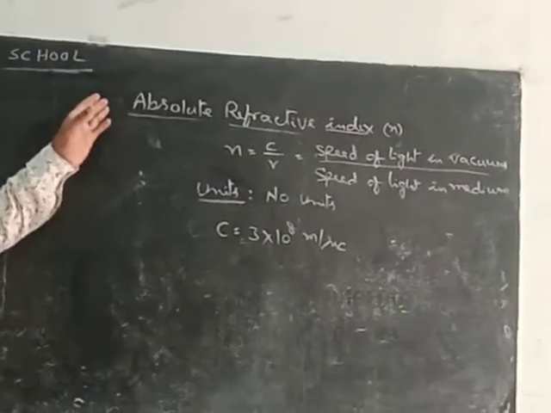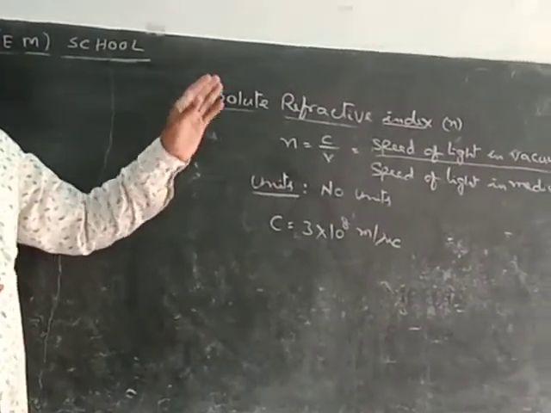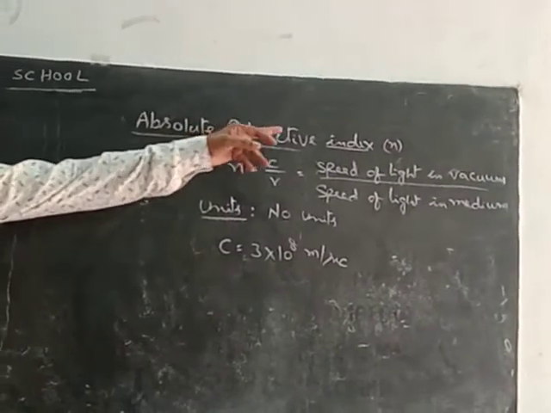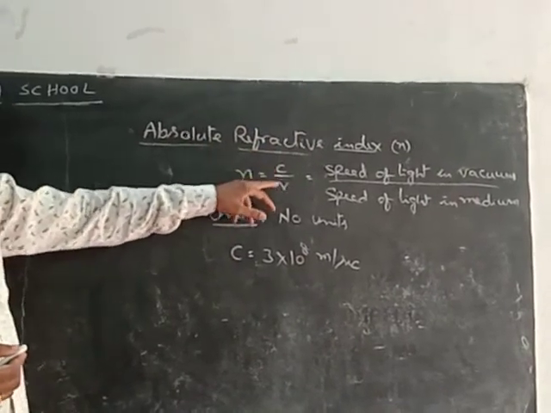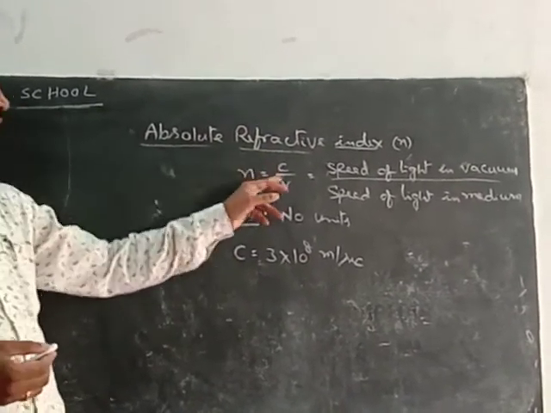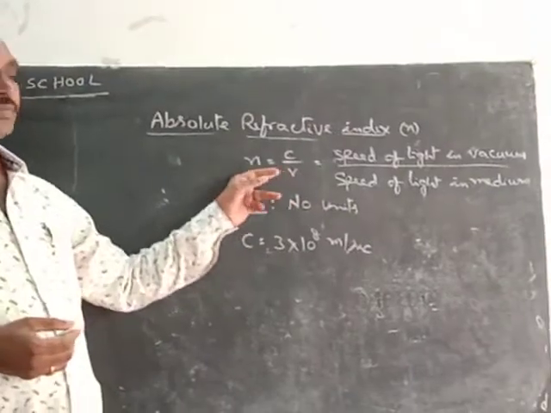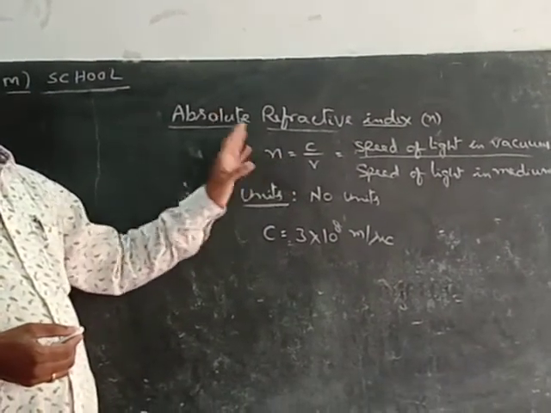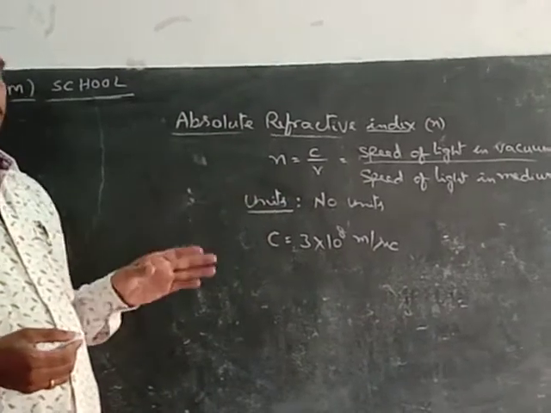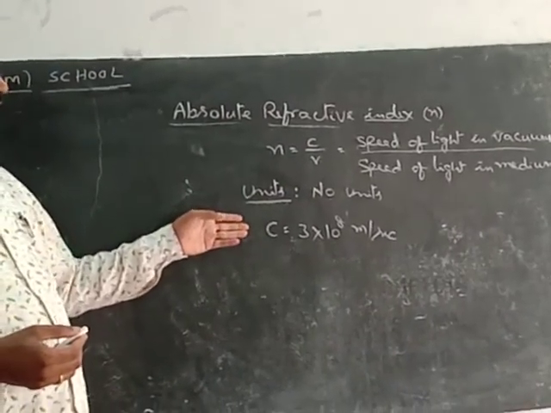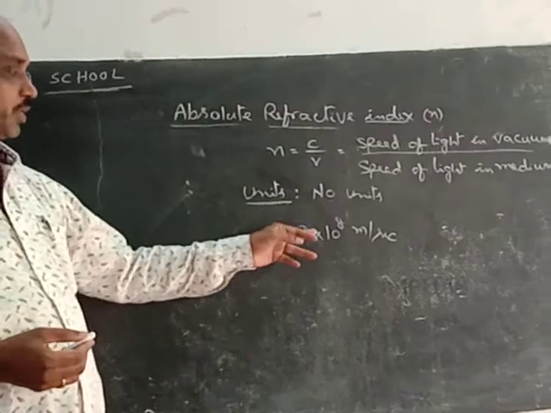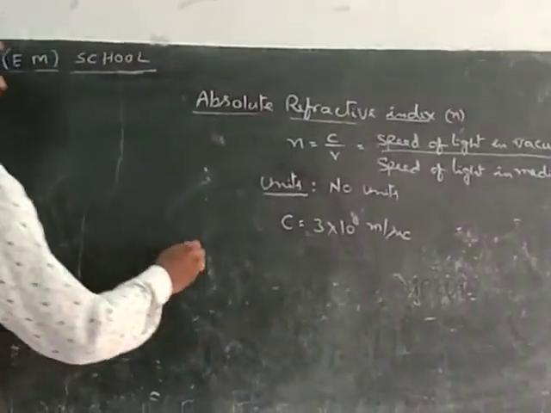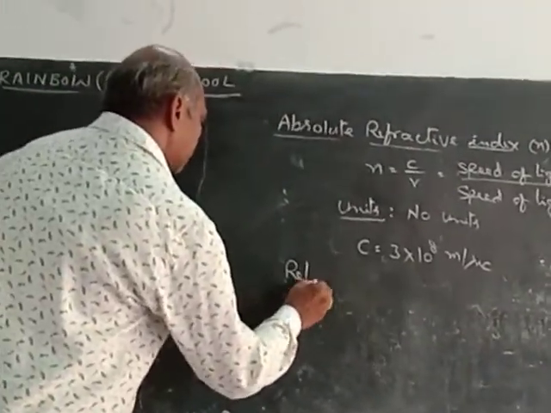Once again, see what is absolute refractive index. Refractive index is also denoted by letter N. N is equal to C by V. C means speed of light in vacuum. V means speed of light in medium. It is a ratio between speed of light in vacuum to the speed of light in medium. Units means no units. Suppose C value is not given in the problem, directly you can write 3 into 10 power 8 meters per second.